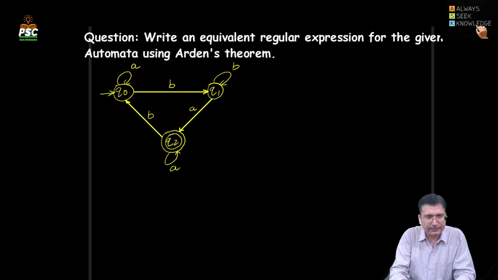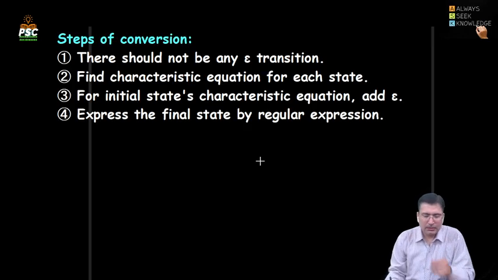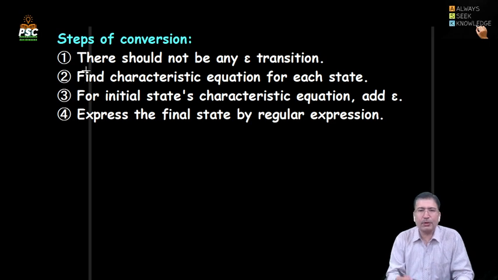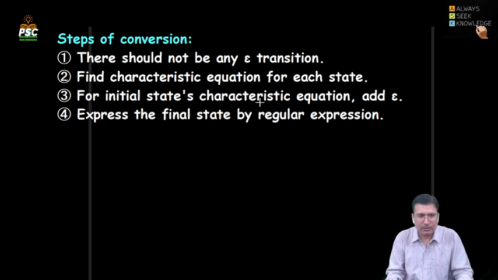Let's try to understand how this method works. There are certain number of steps. First, look at the steps and then we convert this into the regular expression. The very first thing: whatever automata you are trying to convert into a regular expression, that automata should not have any null transition. If there is any null transition, first we need to remove it, and how to remove the null transition I have already clarified in my previous videos, so you can check it. Now, I believe the automata given does not have any null transition, so the very first step is done.